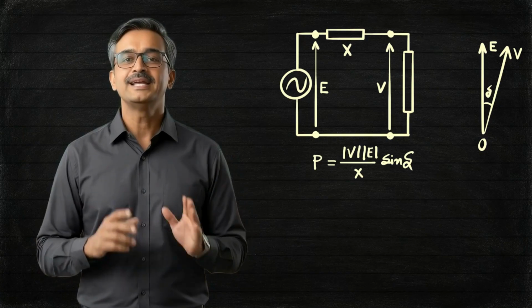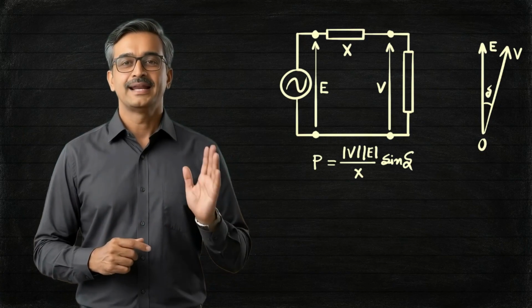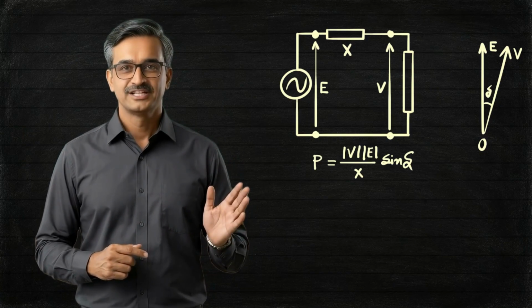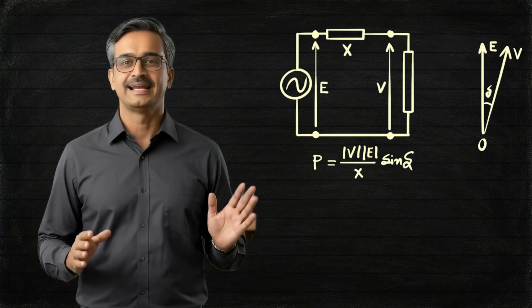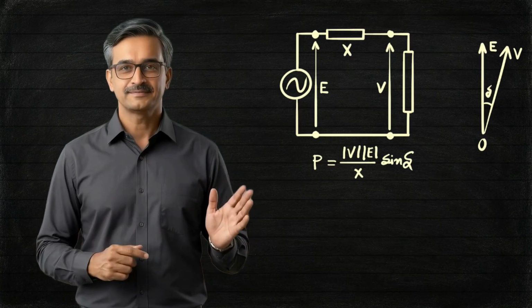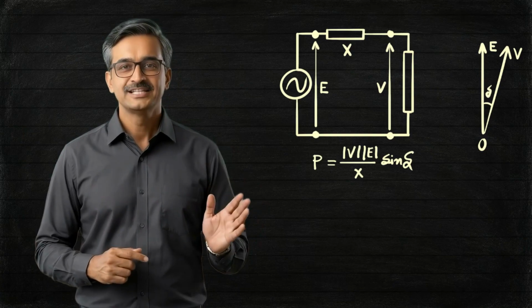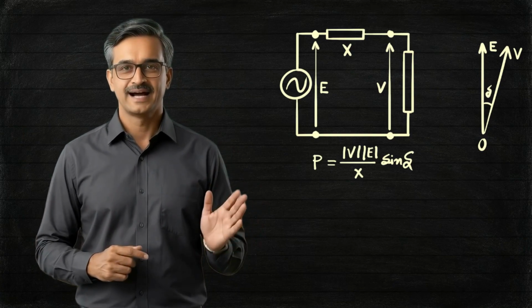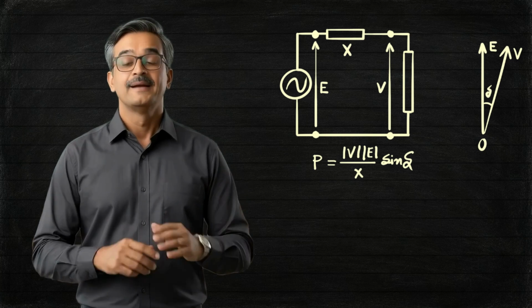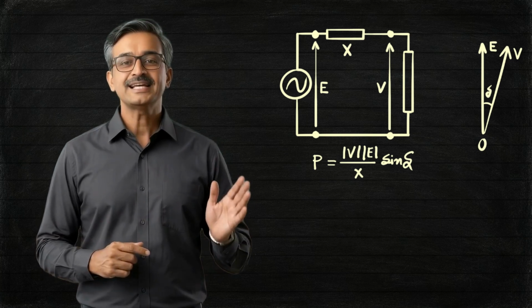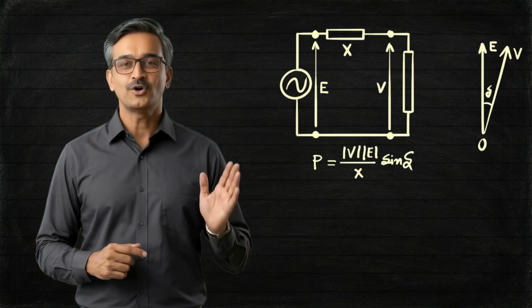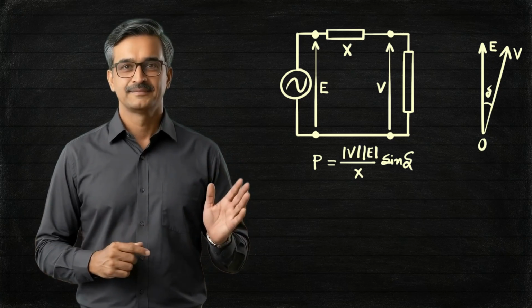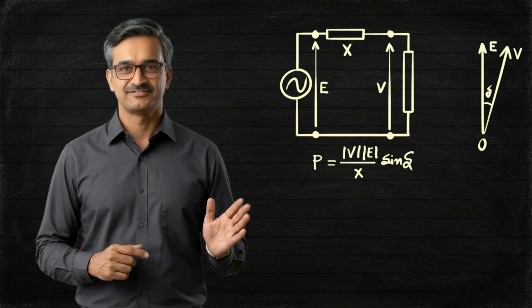Let's understand every term. Here, the magnitude of V is the terminal voltage. The magnitude of E is the induced EMF. X is the synchronous reactance. And delta is the load angle between the voltage vector and the induced EMF vector. This equation tells us that the transmitted power depends on the sine of the load angle. Now let's understand this equation graphically.